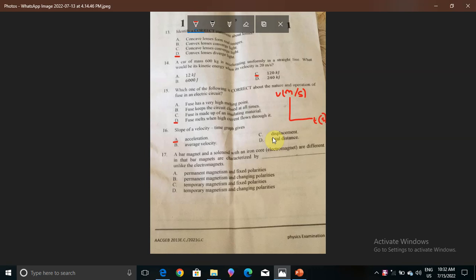Now question number 17, it says a power magnet and a solenoid with an iron core electromagnet are different in that power magnets are characterized by what, unlike the electromagnets? Here we have permanent magnetism and fixed polarities, or permanent magnetism and changing polarities, or temporary magnetism and fixed polarities, or temporary magnetism and changing polarities. So the correct answer is D. Why? Because temporary magnetism and changing polarities. Now let's go for question number 18.